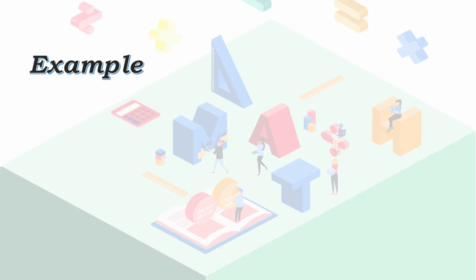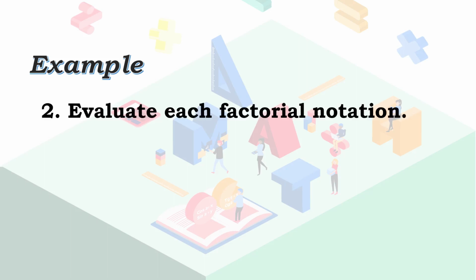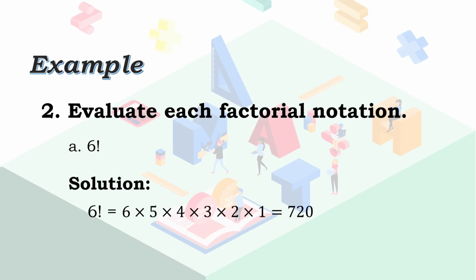For our next example, we will evaluate each factorial notation. Letter A, B, and C. For letter A, we have 6 factorial. For us to evaluate this, we'll have 6 factorial equals 6 times 5 times 4 times 3 times 2 times 1, which is equal to 720.